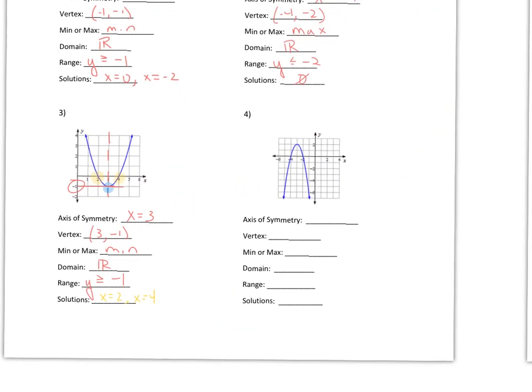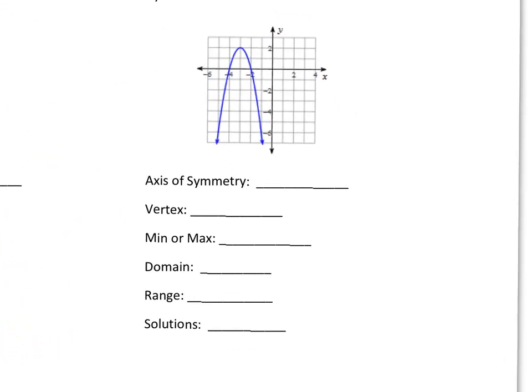Okay? All right, on number 4, axis of symmetry. Again, where does the line cross the x-axis? So it is crossing at -3. So x equals -3. My vertex is my highest or lowest point. So my highest point here would be -3, 2. And that is a maximum because it's your highest. Your domain is all reals. Your range would be y. Again, it's less than or equal because it's going down. And then your y value would be 2.